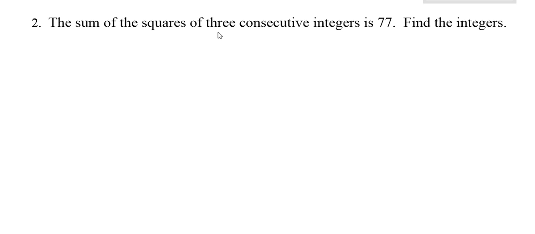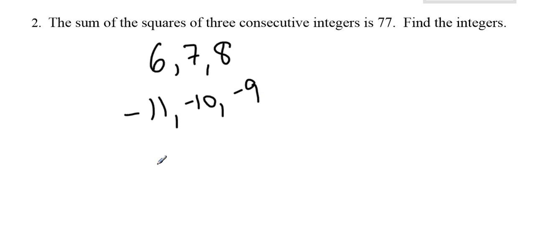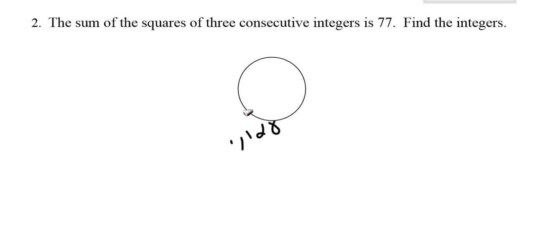All we're looking for are 3 consecutive integers. So remember, consecutive integers are 3 whole numbers, meaning no fractions or decimals, in a row. Those are 3 consecutive integers. Those are 3 consecutive integers. And those are 3 consecutive integers. So you get the idea. But the problem is I don't know which 3.